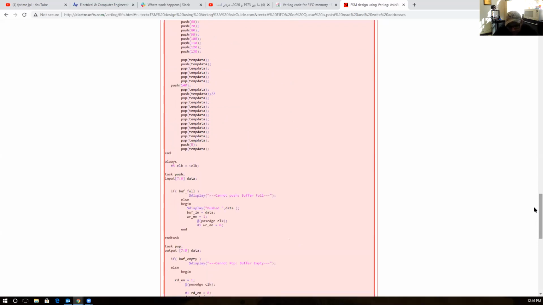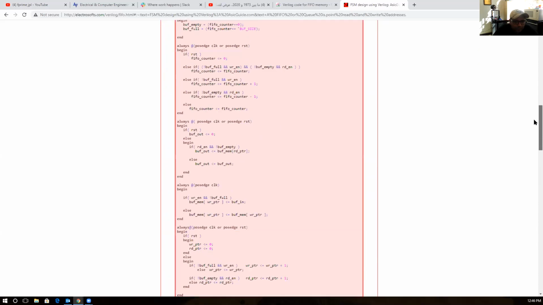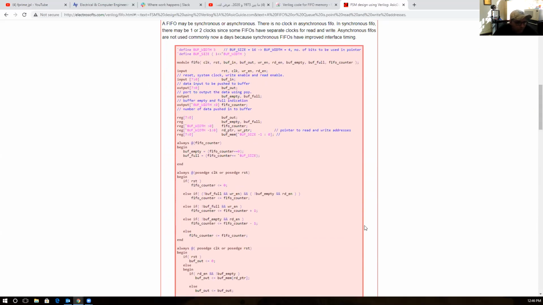But the most important thing for me is that you fully understand this code, and that you try to map this code onto the memory thing that I gave you, which will help you resolve the current assignment in the lab. Any questions so far?